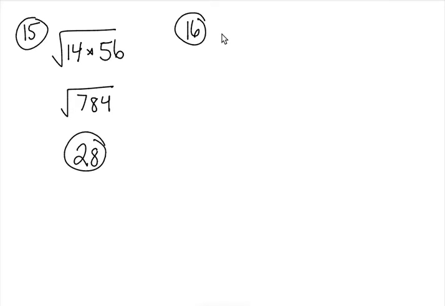Number 16: 5 times the square root of 9. Okay, so what we have here, anytime you have a number right next to something else, like if I had a parenthesis, this means multiply 5 times 5, right? If I have 5x, this means 5 times x, right? So there's nothing different here. This actually means 5 times the square root of 9.